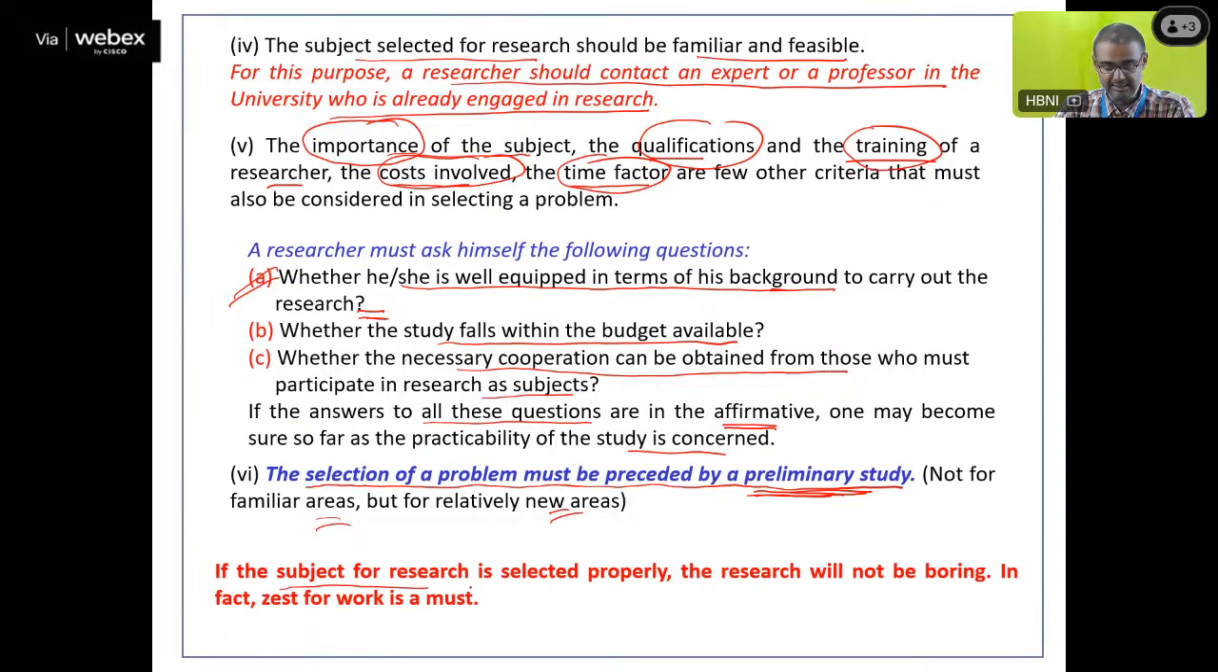If the subject for the researcher is selected properly, the research will not be boring. In fact, zest for work is a must. Okay. So the best way research progresses is the zest for work of the researcher.